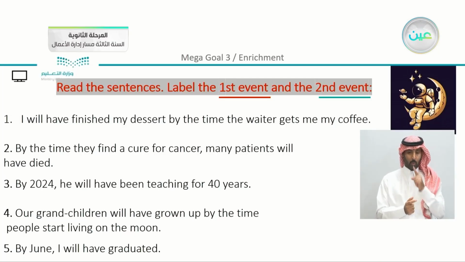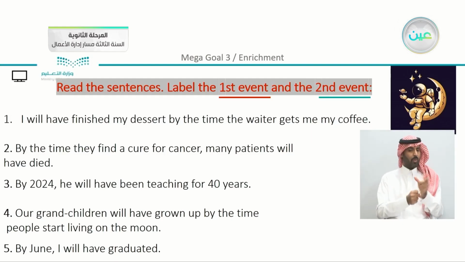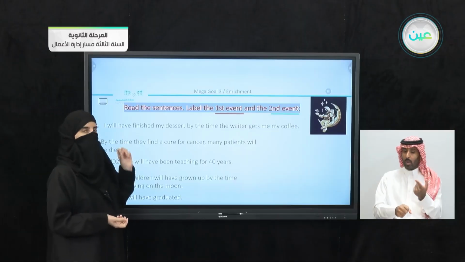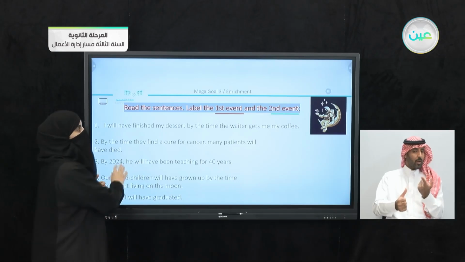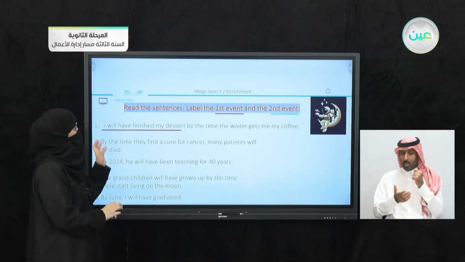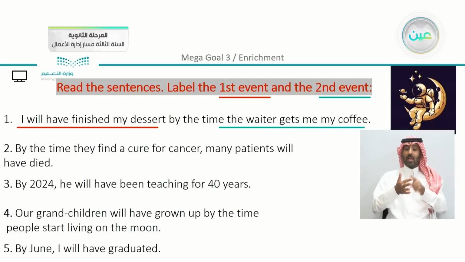I will have finished my dessert by the time the waiter gets me my coffee. So what is the word that indicates time here? We can say the time expression is going to be by the time. So what happened first? Now the first event is, I will have finished my dessert, and the second, the waiter gets me my coffee. By the time, you can see that it came in the middle of the sentence.